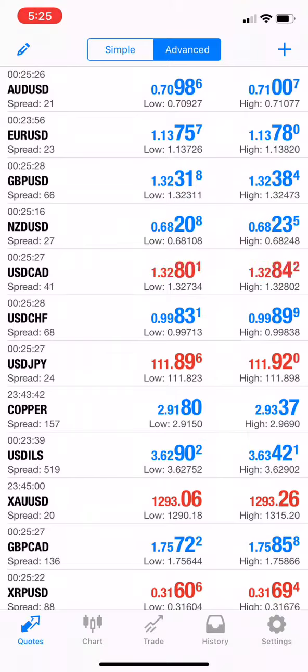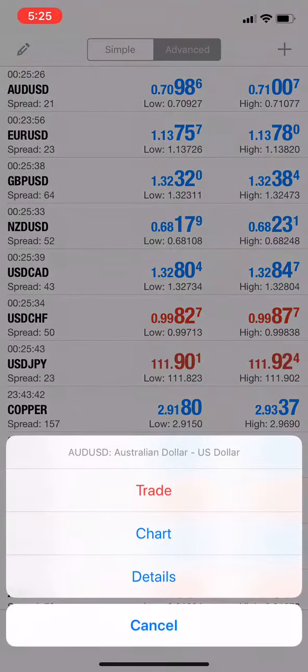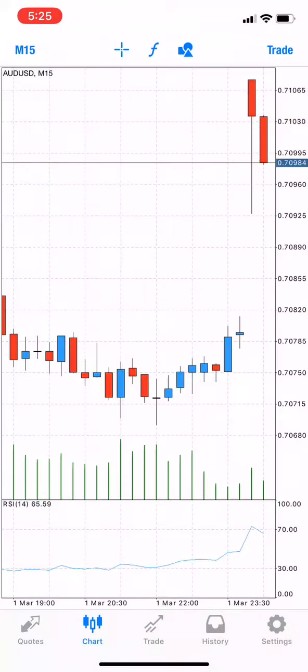So if this goes down 10 pips, it would be 0.7088. If it goes up 10 pips, it would be 0.7108. That's the pip count. That's how you calculate the pip count, and it correlates with how you make your entry. So let's go to the chart.